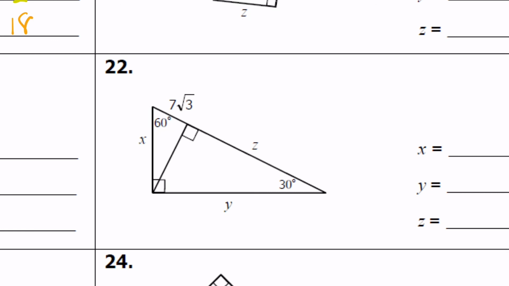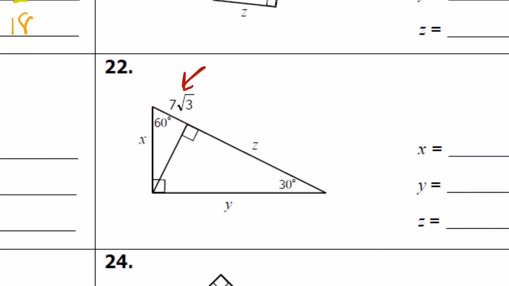Anyway, the reason I wanted to look at this one was because of this short side. I want to look at this little 30, 60, 90 special triangle. It's basically the only piece of information I'm given as far as sides. I'm only given that this little piece here is 7 square root of 3.